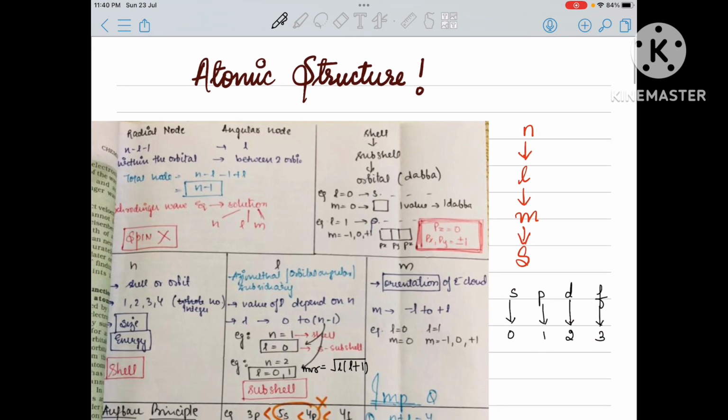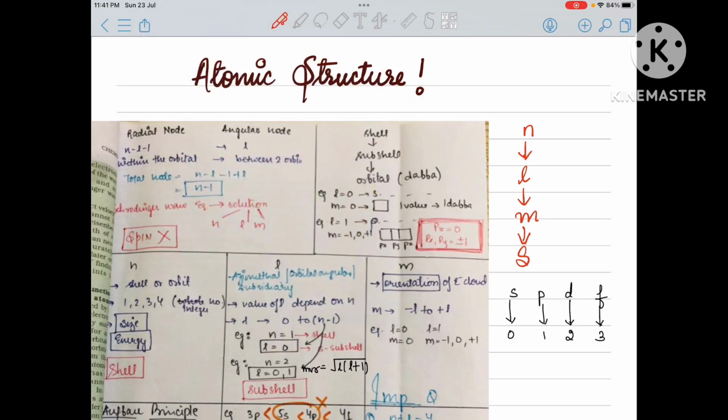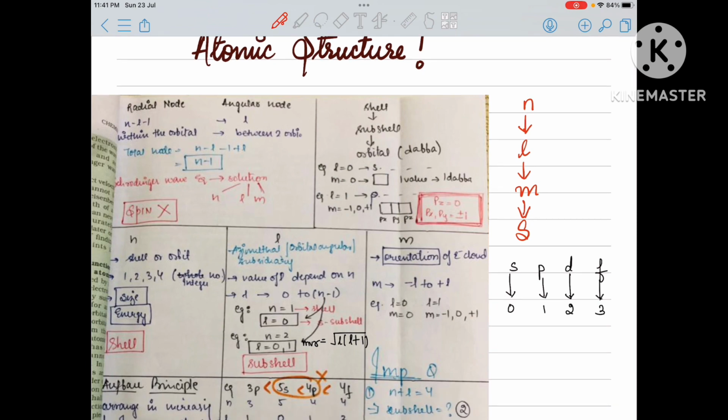Let's start with nodes. Radial node, the formula is n minus l minus 1. This node basically lies within the orbital, right? And what do you mean by angular node? Angular node is just l, nothing else, because this is an angle. Angle basically lies between two orbitals. You can remember it like that, okay?